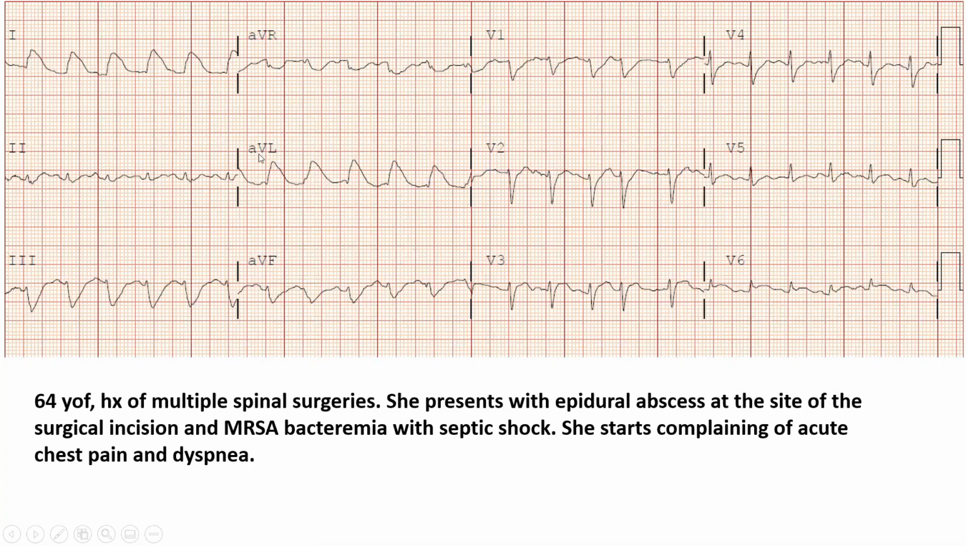You have upright shark fin in 1 and AVL and reciprocal shark fin in 3 and AVF. Again, whatever causes a change in a subset of leads can cause opposite change in another subset of leads. That doesn't necessarily mean STEMI. So anyway, I recognized that pattern, and I still took her to the lab, and she had normal coronaries. Her troponin did not go up much. It went up to a mild degree, like 0.1.